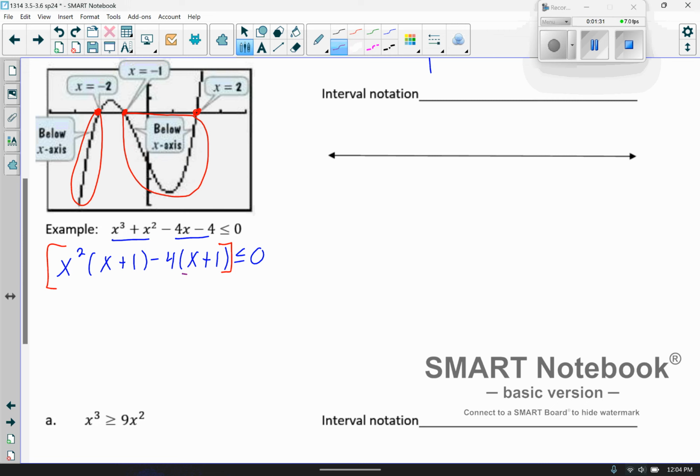Which is ideal because now I can factor out that x plus 1. So now that's what I'm going to do. I'm going to take the x plus 1 and factor this out, and then I'm going to be left behind with x squared minus 4. And then that x squared minus 4 can get factored. That's where I get my three x-intercepts that we see from the graph up above.